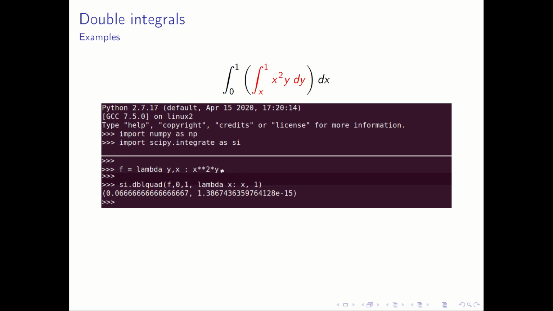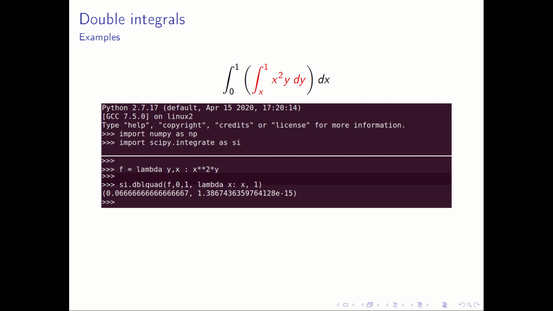As you can see, this calculation has been carried out, and you have got 0.0666, which is 1 over 15, with this as an error estimate. Just as quad gives you the value of the integral and the error estimate, double quad does the same thing. It's really running quad under the hood, so this is not surprising.